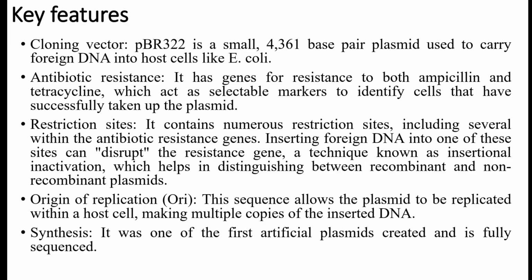Next, what are the key features of pBR 322? At first, it is small, having 4361 base pairs. This plasmid is used to carry foreign DNA into host cells like E. coli. Next, this plasmid has antibiotic resistance genes like ampicillin and tetracycline resistance genes. Next, this plasmid has restriction sites.